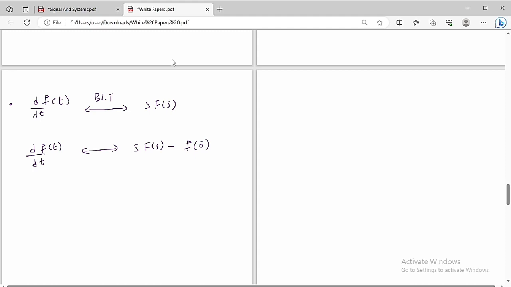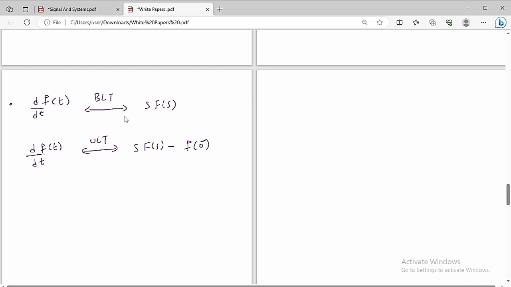So 0 minus means just before the instant 0. Here you can see initial conditions are considered, whereas here there is no need of initial conditions. This is the unilateral transform. Therefore, in the case of bilateral transform, there is no need of any initial conditions, but in the case of unilateral transform, initial conditions are considered.